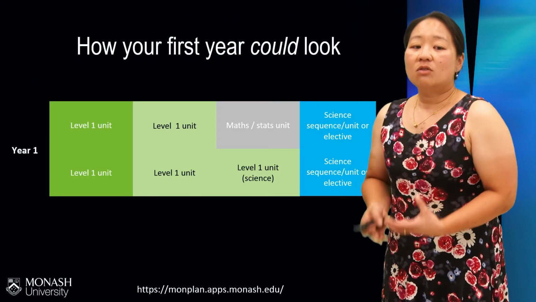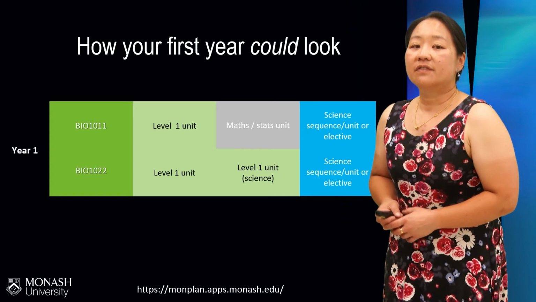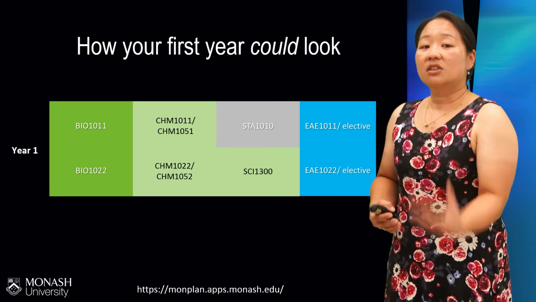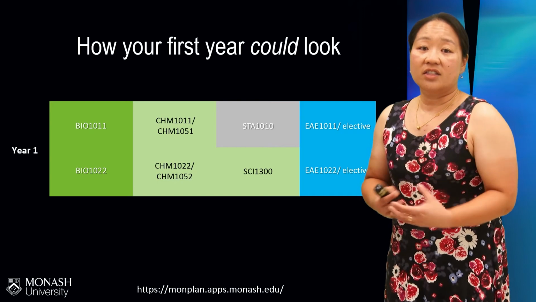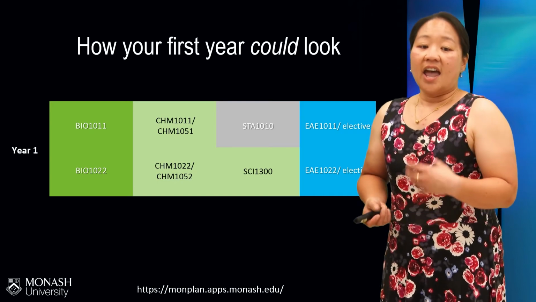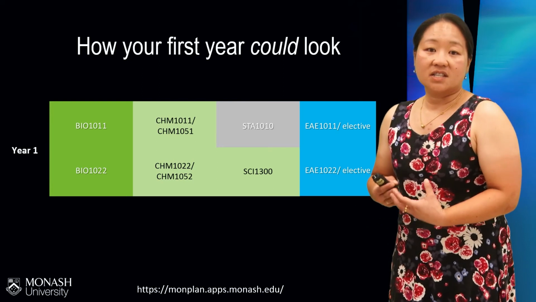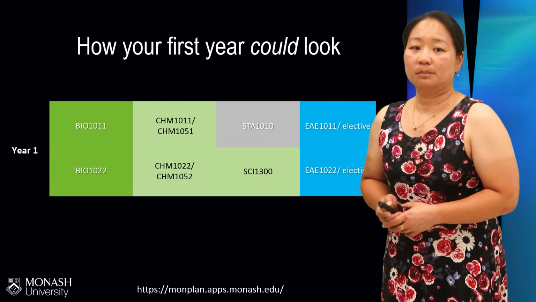In terms of how your first year could be structured, this is an example of the first year structure if you're interested in majors in the biological science, chemistry, or in earth and environmental science. SCI 1300 is an example of one of the science electives that you can take in your first year.